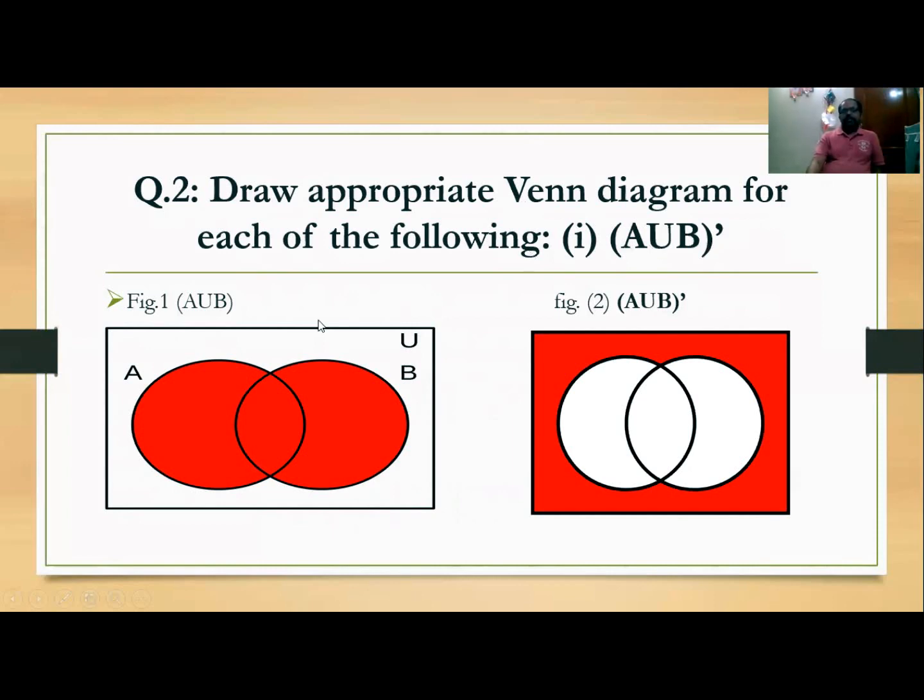So A union B. See the diagrams drawn here. The first figure shows A union B, whereas the second figure shows the complement of A union B. That is the required result: we need to draw the Venn diagram for the complement of A union B. First we need to find A union B. So what is A union B? As we see in the definition of the union of two sets, it is the set of elements which are present either in A or in B or in both.